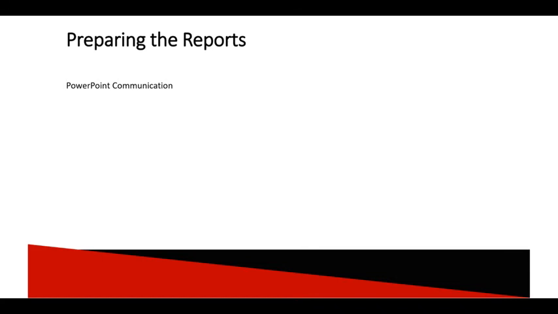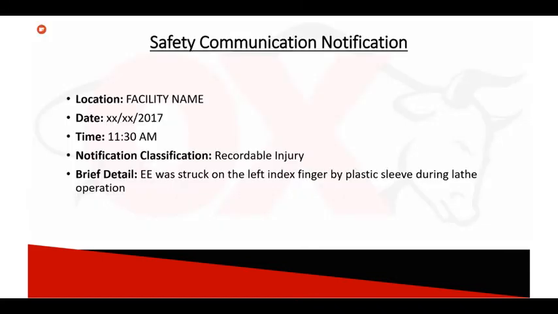This is a great tool in order for everyone to share what's going on at the plants and how we've corrected safety incidences. The next few slides are a PDF of the PowerPoint communication in which some of the stuff is blank, but it is an example of how it should look. Safety communication notification. You would input your facility name, the date, the time, and the notification classification, recordable injury, near miss, first aid injury, and a brief detail on what happened. At the bottom of the PowerPoint document, there are notes to follow.